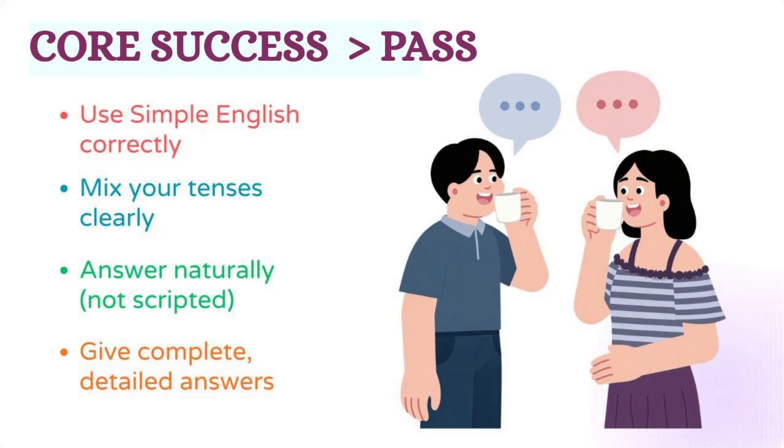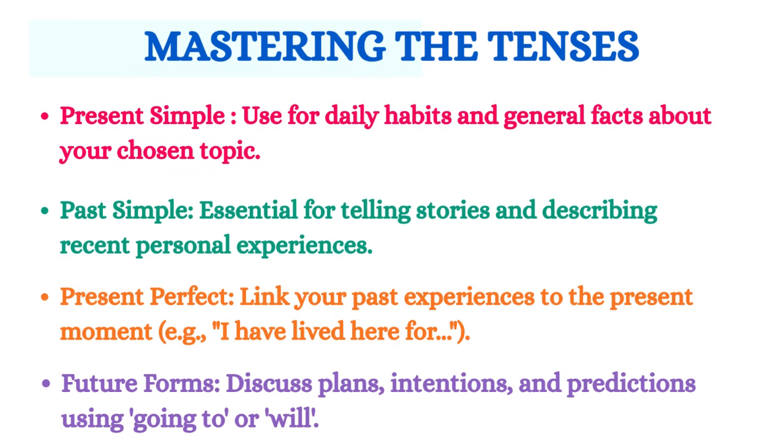This was a good example of a Trinity GSEE Grade 5 B1 exam. The candidate used simple English, clear answers, natural conversation. The candidate also used different tenses naturally: present simple, past simple, present perfect, future forms. This is important in Trinity Grade 5 because examiners want to hear different time frames during the discussion.